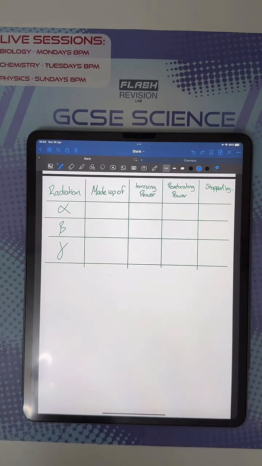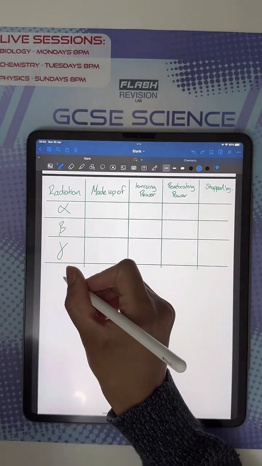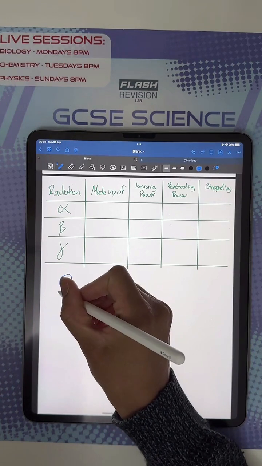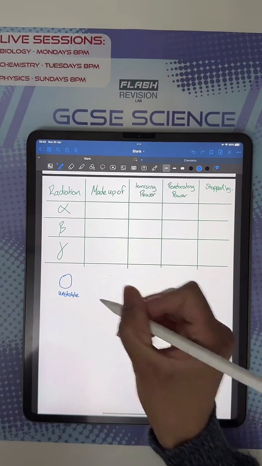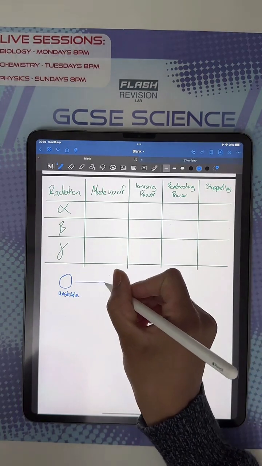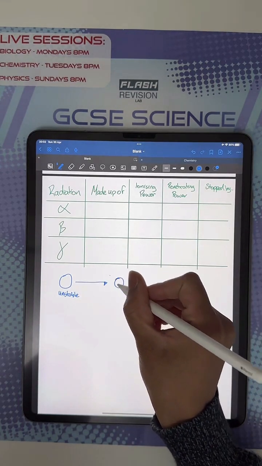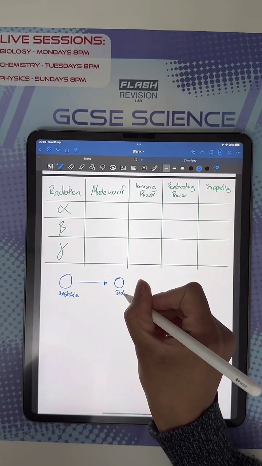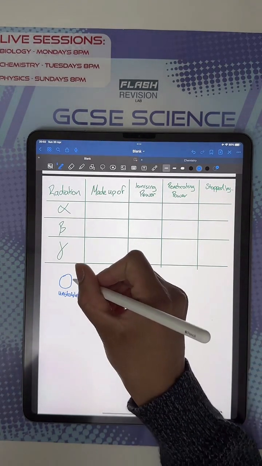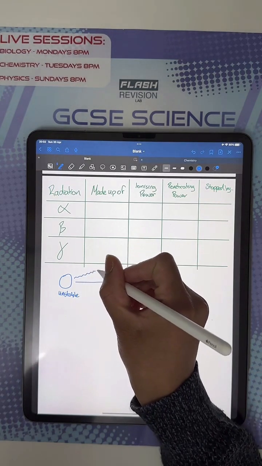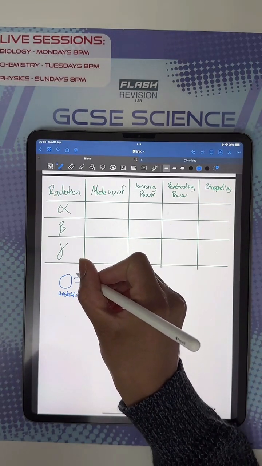Radiation comes when you have an unstable atom or an unstable nucleus. Let's say we have something that's unstable. What it wants to do is become stable. And in order to become stable, what these do is they give off radiation.